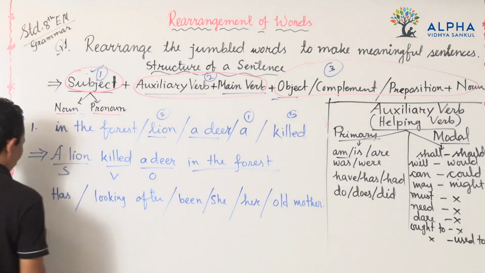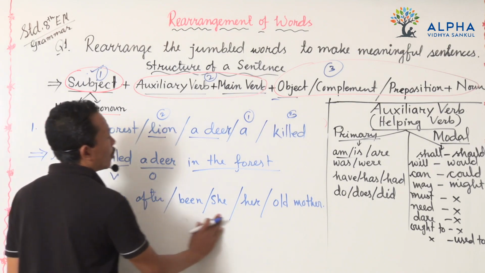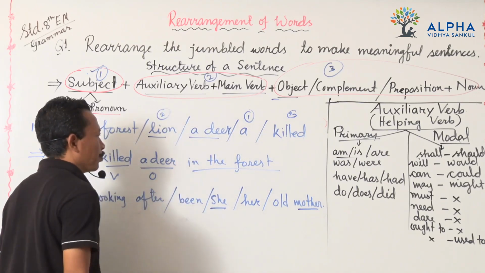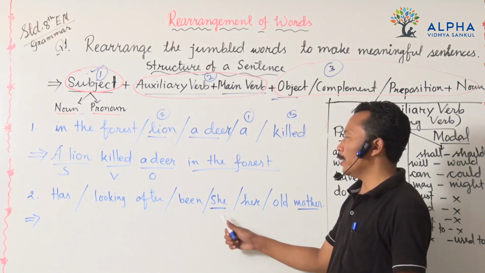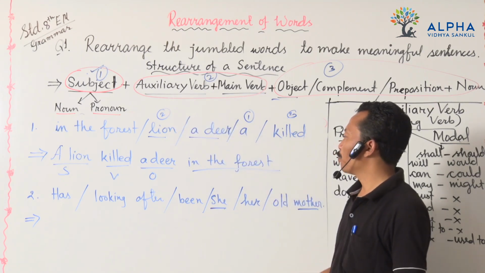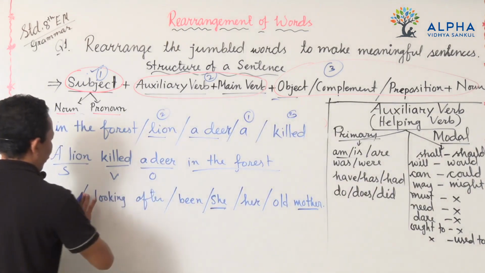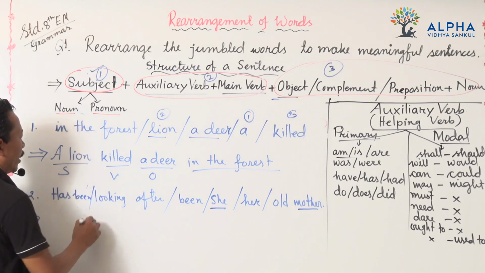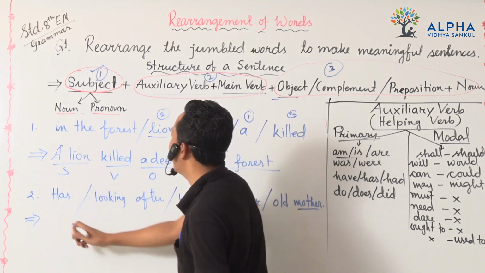Students, let us try to find out here. First of all, we have to find out the subject. And for the subject, we need to find a noun or pronoun. She and mother. If we take this, she is the subject. After the subject, what will be there? Auxiliary verb. Been will be here, otherwise it has no sense. See, been is given here. No problem.